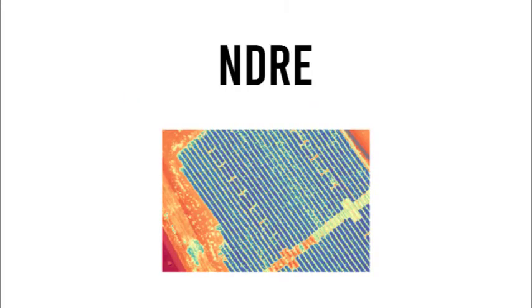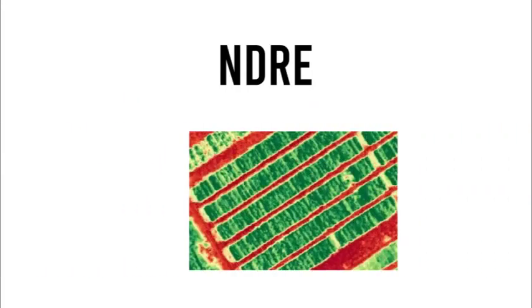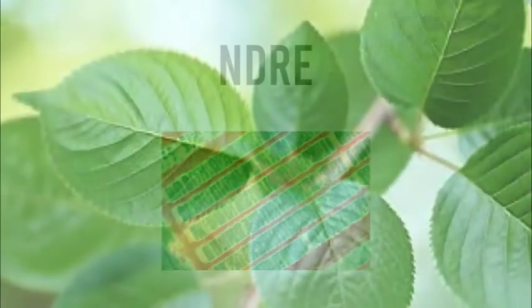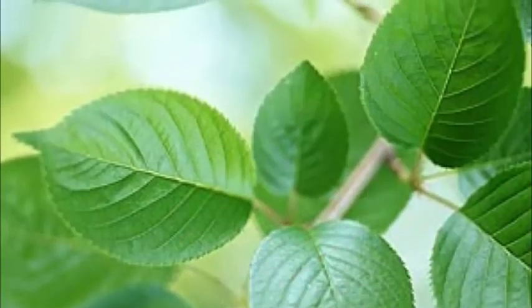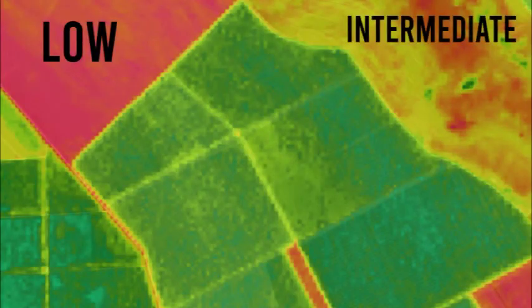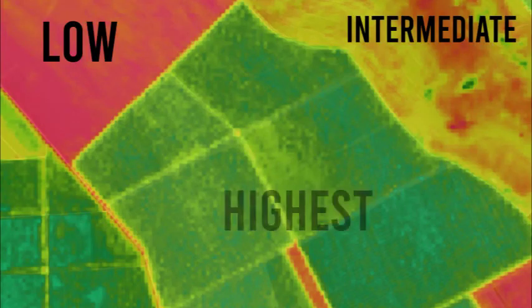Normalized Difference Red Edge, NDRE, is an index which is sensitive to chlorophyll content in leaves, variability in leaf area, and soil background effects. Chlorophyll content helps us in determining how green a leaf appears. High values of NDRE represent higher levels of leaf chlorophyll content than lower values. Soil typically has the lowest values, unhealthy plants have intermediate values, and healthy plants have the highest values.